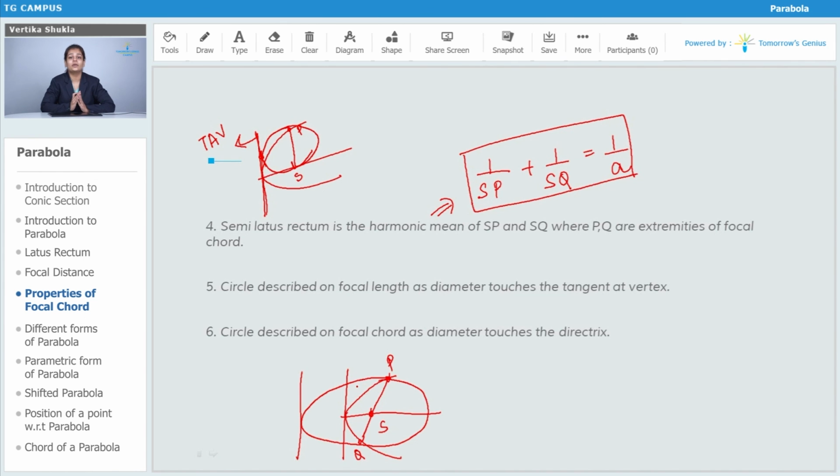The fifth and the sixth points are very important. If you take the focal length as diameter and draw a circle, it touches the tangent at the vertex. And if you take the whole focal chord as diameter, it touches the directrix.